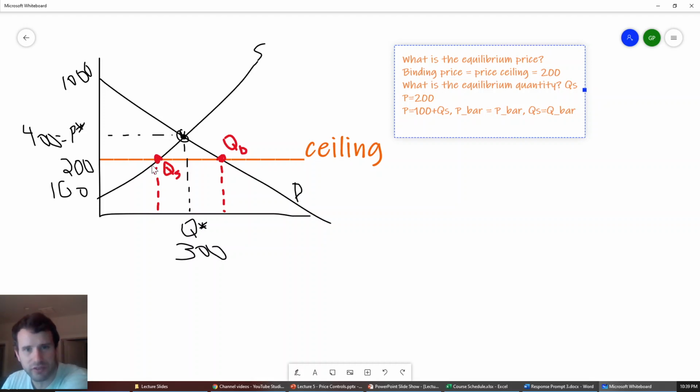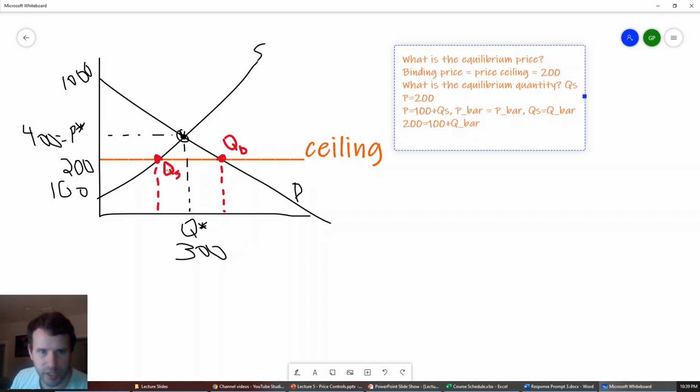And that's just an easy way of saying, or a complex way of saying, we can equalize these two equations. 200 equals P equals 100 plus Q bar now, right? So the intersection of these two lines, P equals 200 and 100 plus QS equals P. What's the intersection between them? It's going to be given by this equation. So I'm going to subtract 100 from both sides. You get 100 equals Q bar.